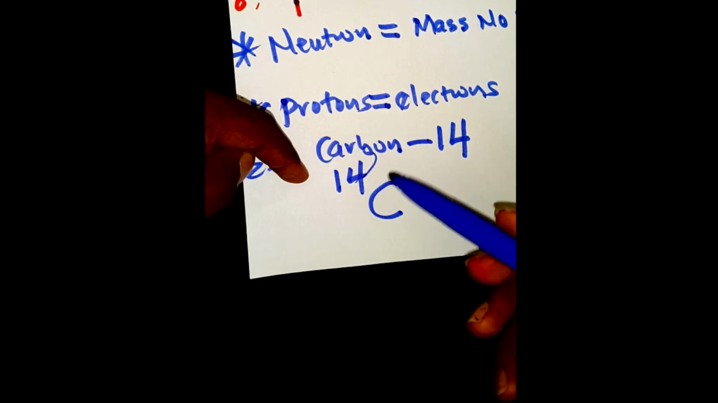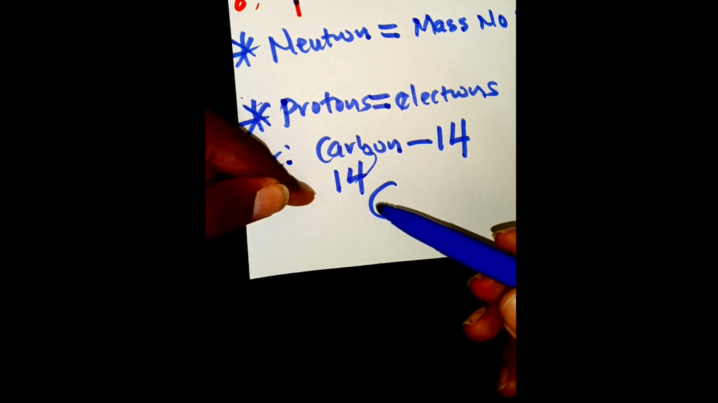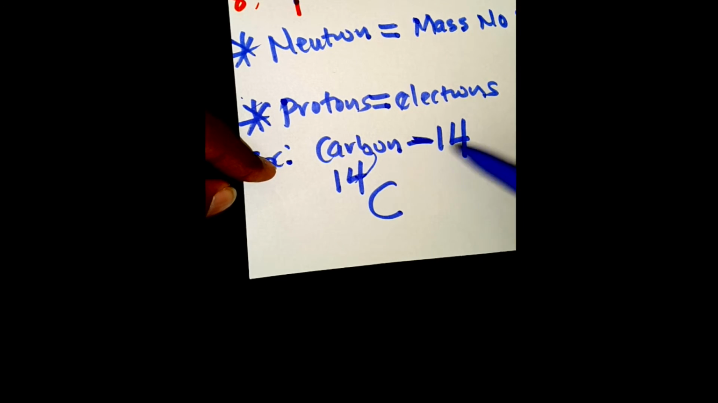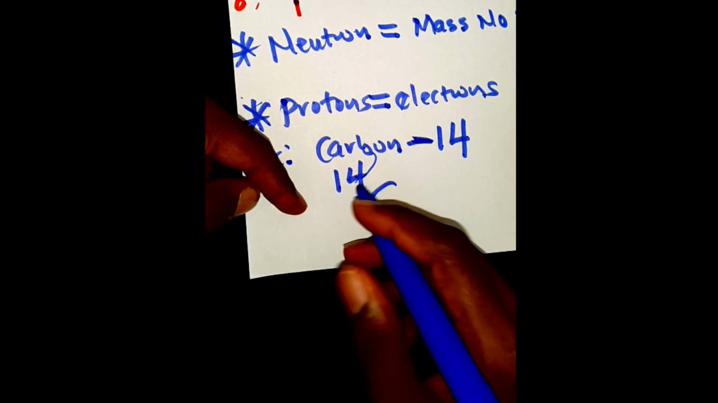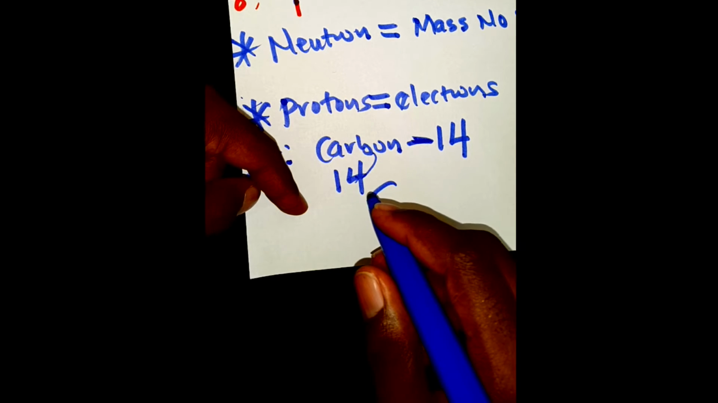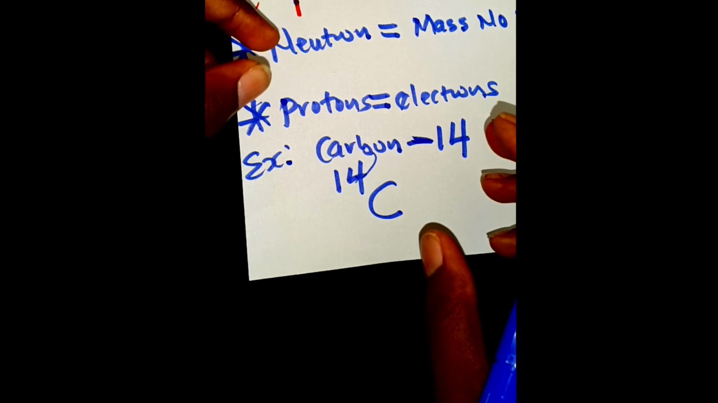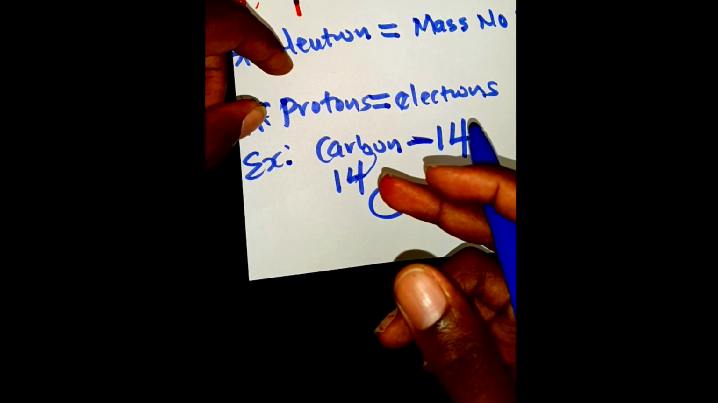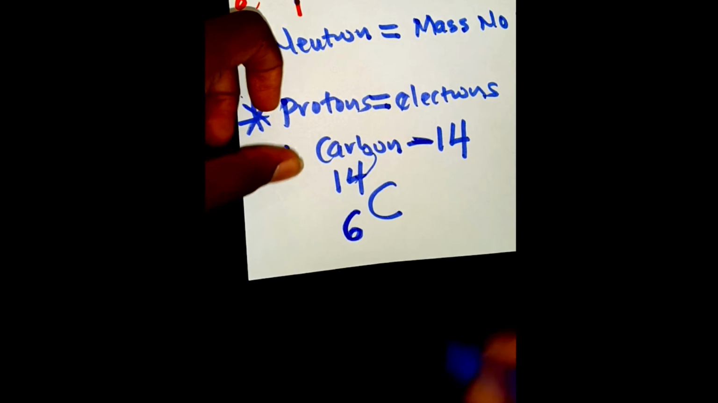Sometimes students write 14 here, and that's not right. You have to write it at the top, because this is the mass number, not the proton or the atomic number. So we have to write it at the top, which is 14. Then we need the table again to know the number of protons that carbon has. Carbon has 6 protons, or atomic number.